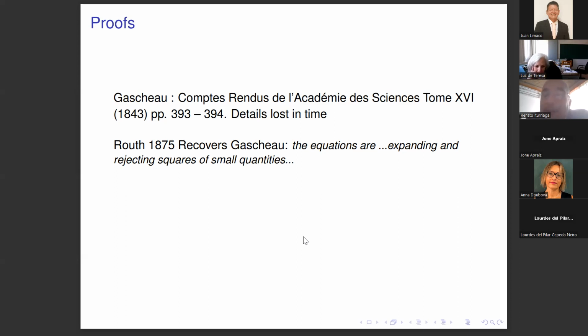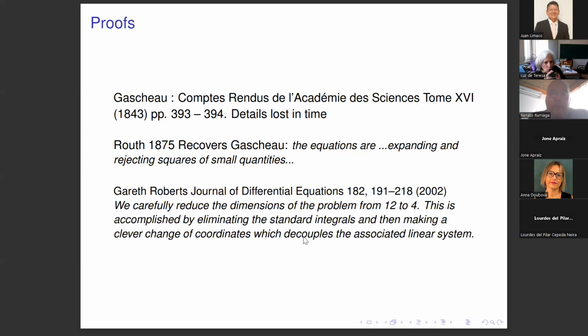And Routh says something like, well, the equations are these, and we expand rejecting squares of small quantities, and after 10 pages of computations and calculations, he recovers Gauchon. More recently, in 2002, Roberts recovers Gauchon also, and these are words from his work.